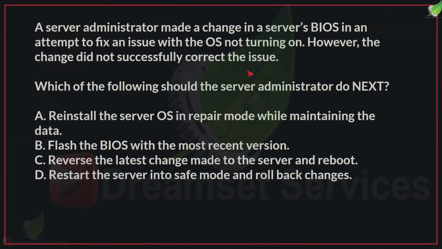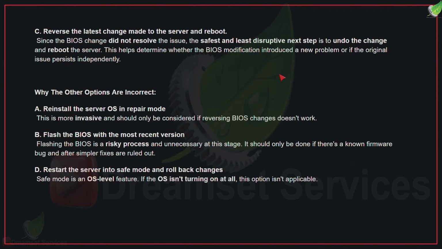A server administrator made a change in a server's BIOS in an attempt to fix an issue with the OS not turning on. However, the change did not successfully correct the issue. Which of the following should the server administrator do next? The correct answer is C. Reverse the latest change made to the server and reboot.